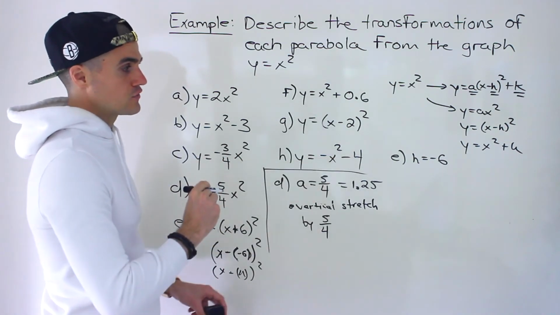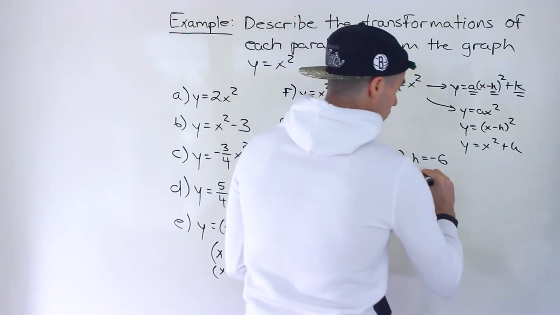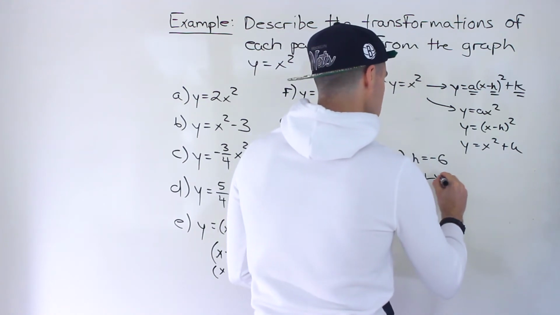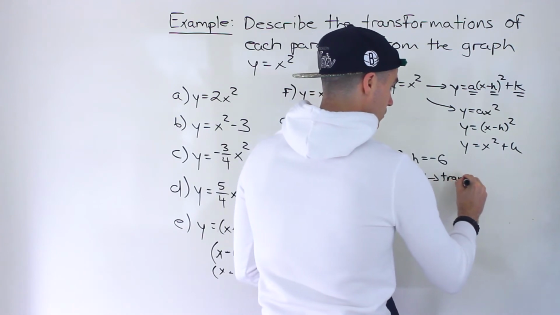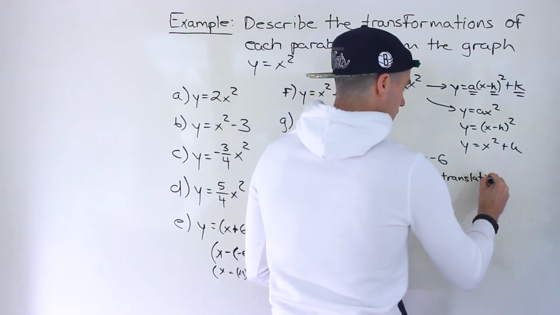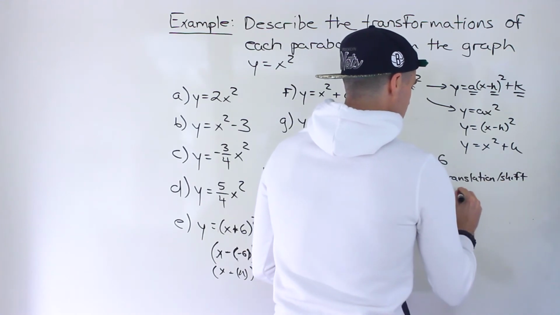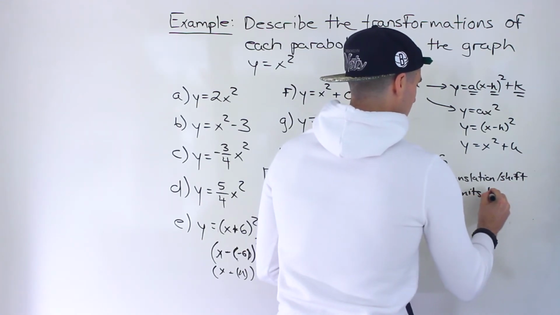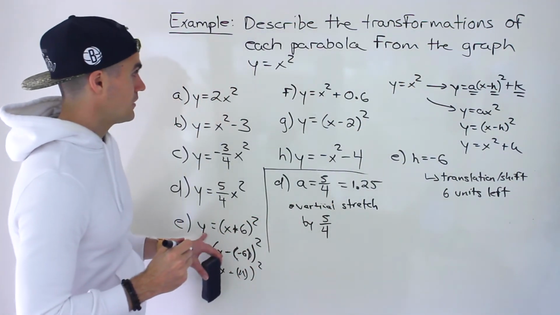So remember, you're always flipping the sign when you're dealing with h values. And then an h value of -6, what does that mean? Well, from the different cases we went through in those videos, that is a translation or a shift 6 units left. All right, so that's part E right there.